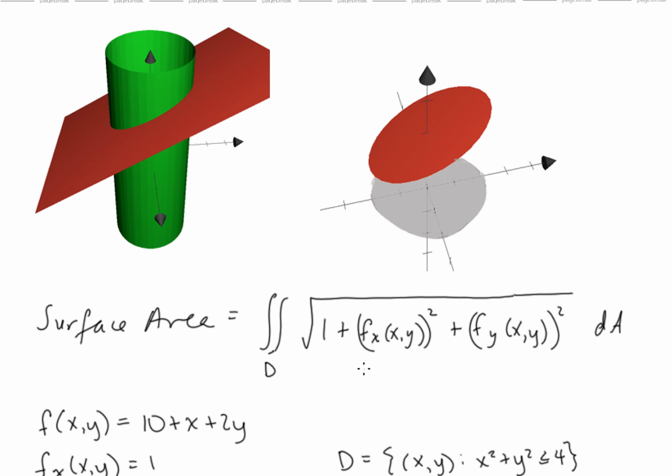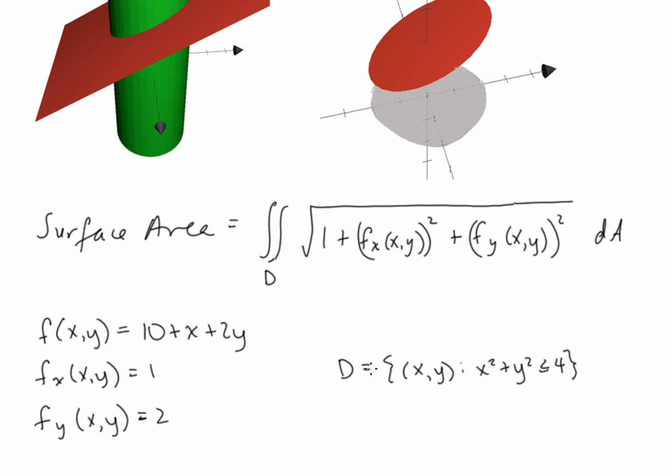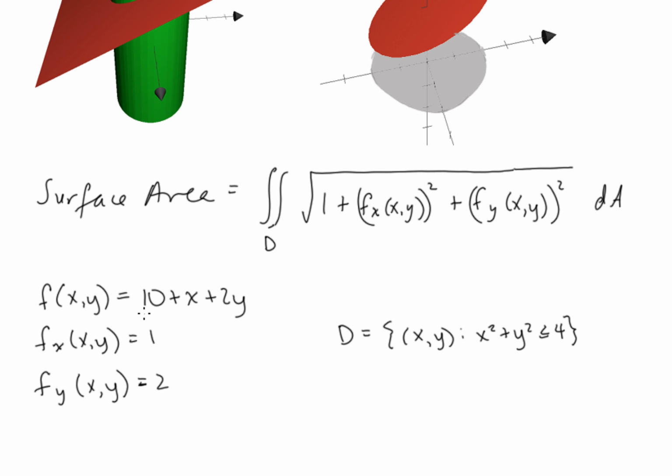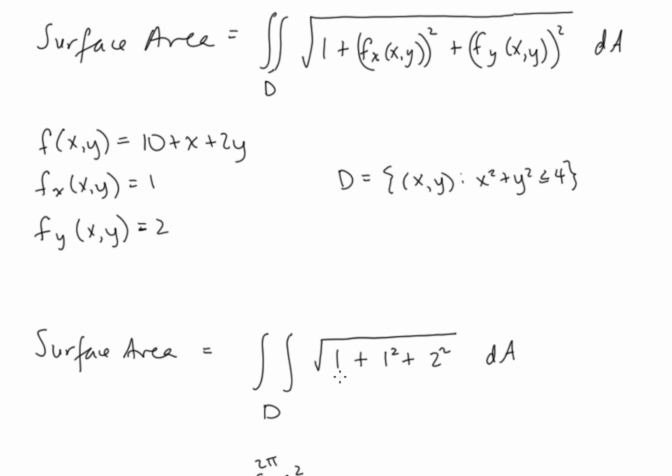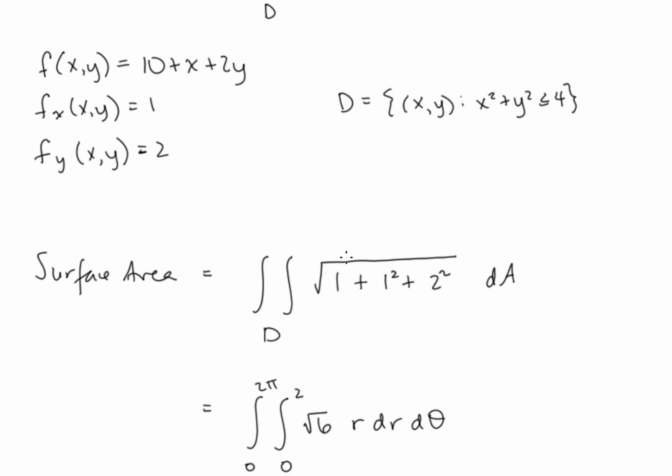So here's our formula for surface area. We need to take our x and y partials of this equation for the plane. They're nice and simple in this case. X partial is 1, y partial is 2. And so we're here so far. And we need to describe our domain, x squared plus y squared is less than or equal to 4, for the integral. So simplifying here, we have radical 6.